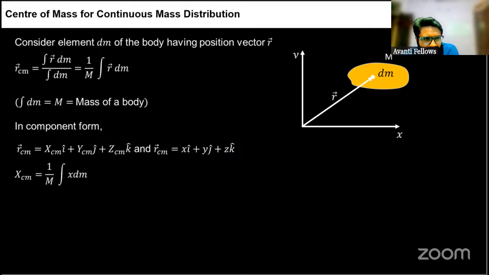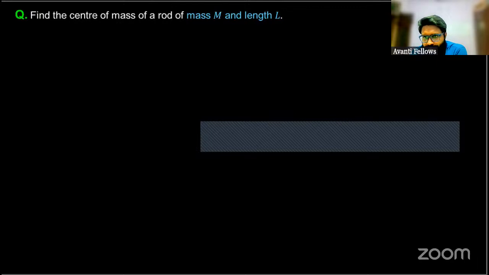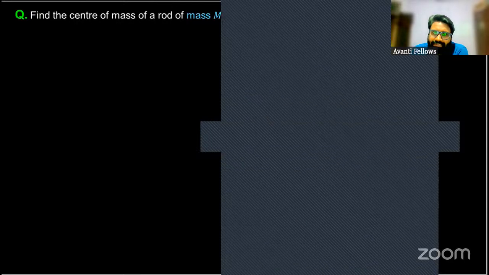ठीक है. xcm को यू कैन कैलकुलेट एज 1 अपॉन कैपिटल M इंटीग्रल x dm, और similarly for y and z. ठीक है. चलो अब देखो ये हम क्वेश्चन करेंगे. इससे पहले मैं एक पोल लॉन्च कर देता हूँ. You just have to answer in this poll.